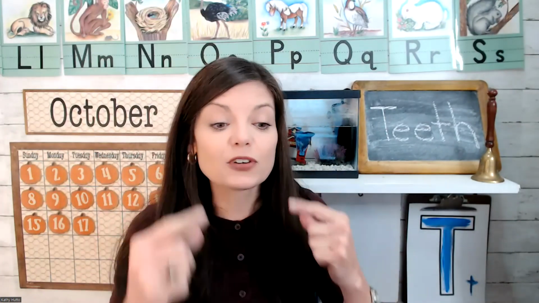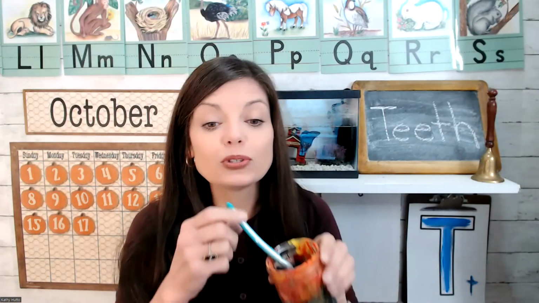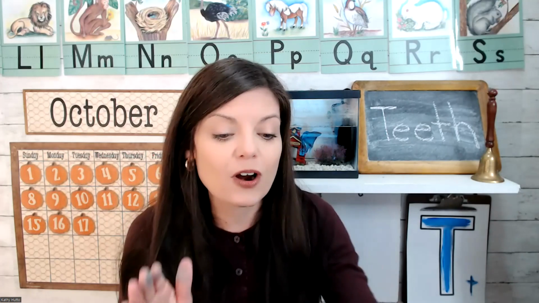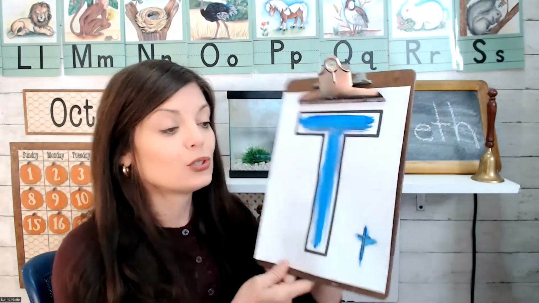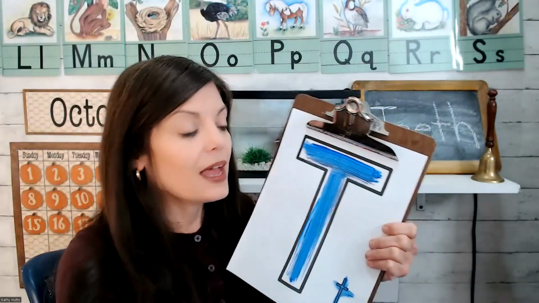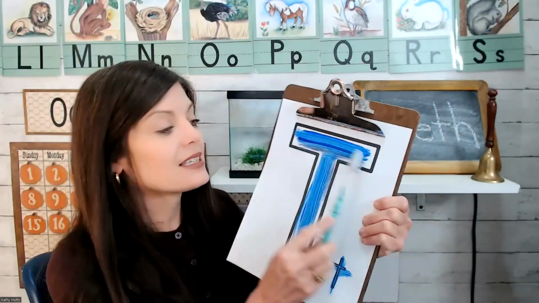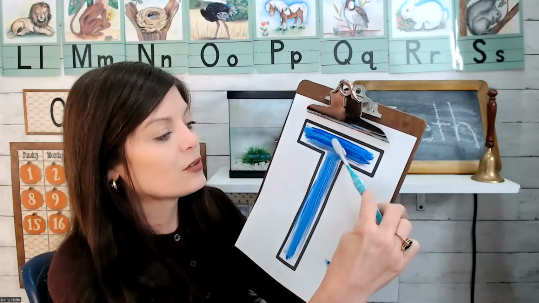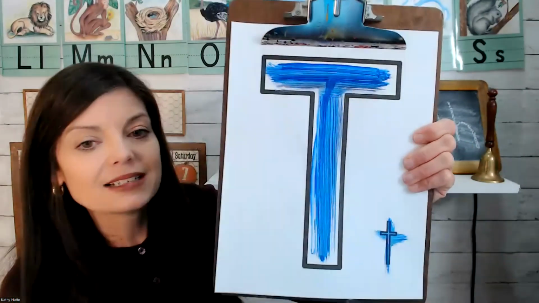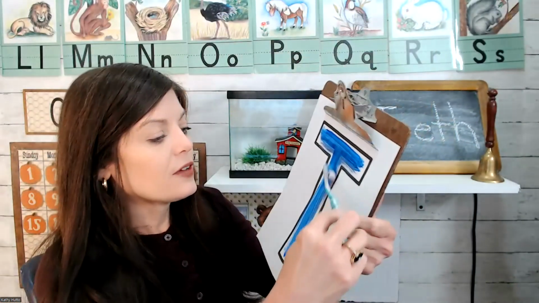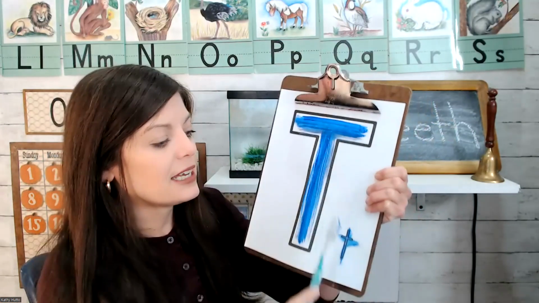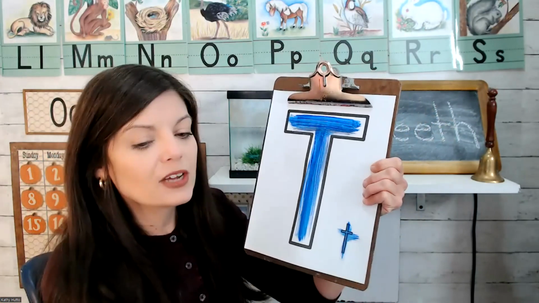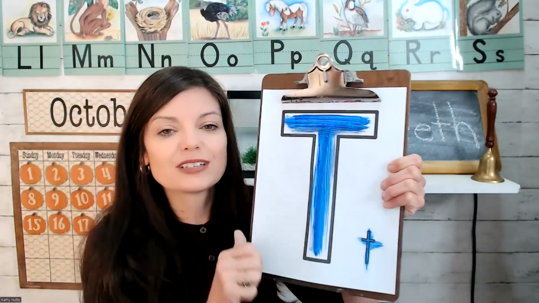Well, today T is for teeth, and I have an old toothbrush. I only use it for art, and I painted my letter T with that old toothbrush. An old toothbrush makes a great art tool. Look at all those lines that it makes. So if you want to, you can use an old toothbrush to paint your letter T. And if you don't have an old toothbrush, then you can just color your letter T.